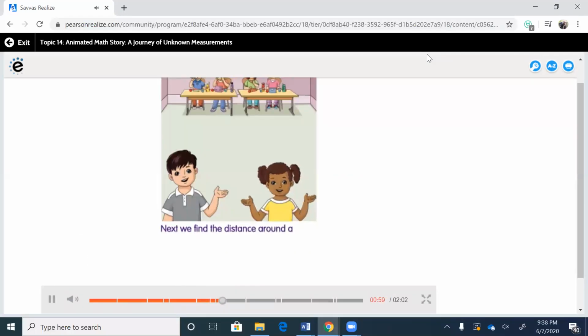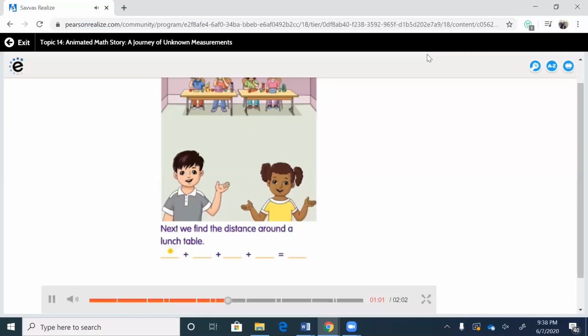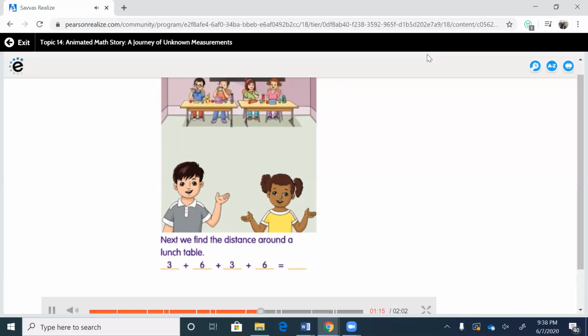Next, we find the distance around a lunch table. 3 plus 6 plus 3 plus 6 equals 18. The distance around is 18 feet.